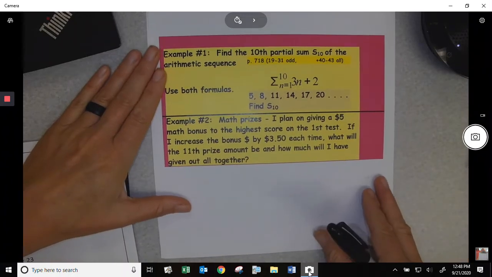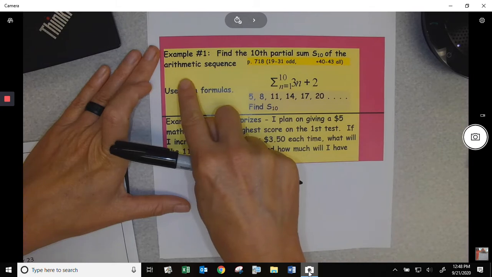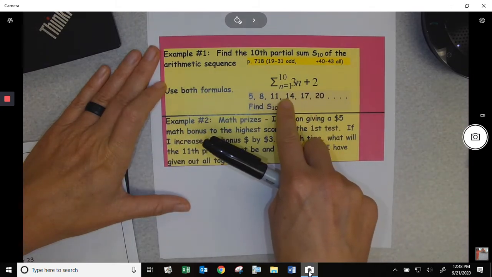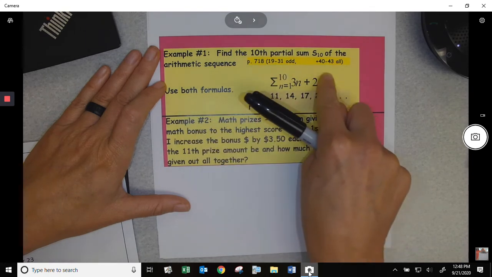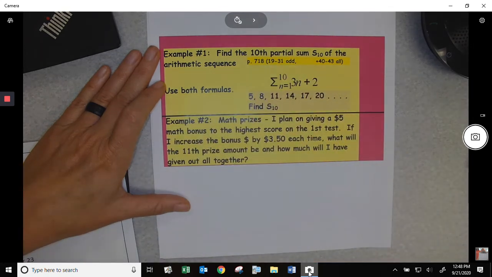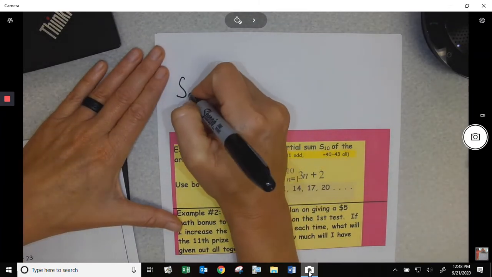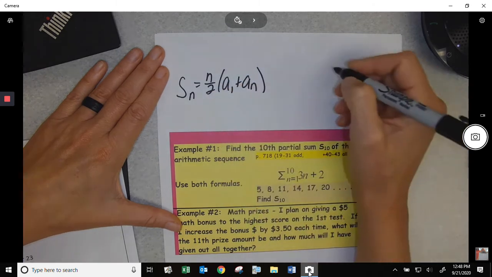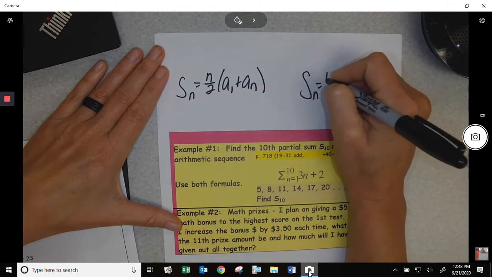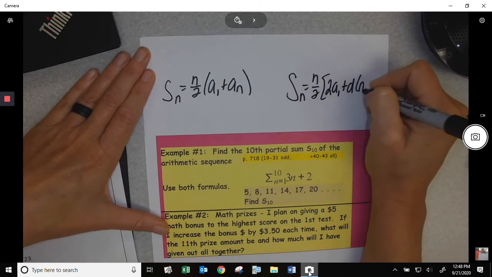Okay, now let's go into 2 examples here. Number 1, find the 10th partial sum. I need S of 10 of the arithmetic sequence. So I wrote it both ways here. I started writing out the terms and said you need to find S of 10, or I wrote it in the fancy summation notation. It says use both formulas. So let's do it up here. Both formulas are S sub n equals n over 2, a sub 1 plus a sub n. And then the other one, S sub n equals n over 2, 2a sub 1 plus d, and minus 1.